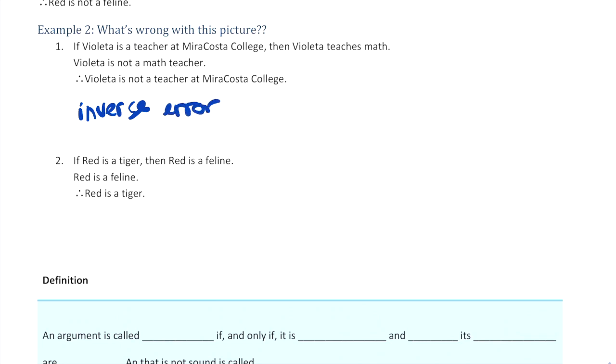If red is a tiger, then red is a feline. This is from our first one. Red is a feline, therefore red is a tiger. So do you see that just because red's a feline doesn't mean he's a tiger? So the converse is only true if you have that stronger if and only if statement, right? So this is converse error.